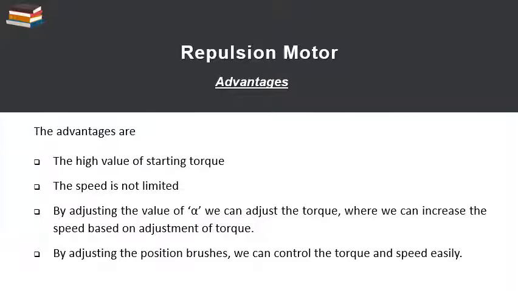Next, by adjusting the value of alpha, we can adjust the torque, and we can increase the speed based on the adjustment of torque. By adjusting the position of the brushes, we can control the torque and speed easily. So these are some advantages of the repulsion motor.